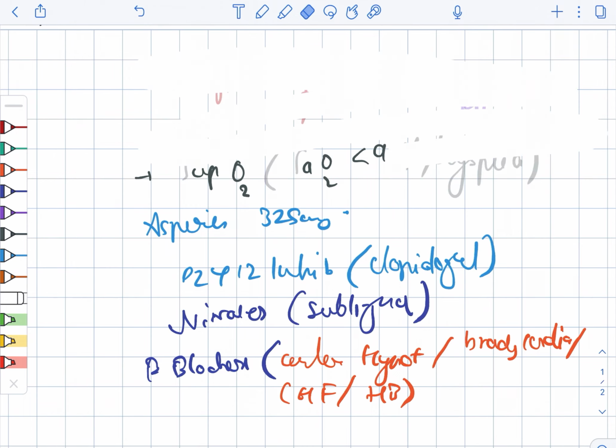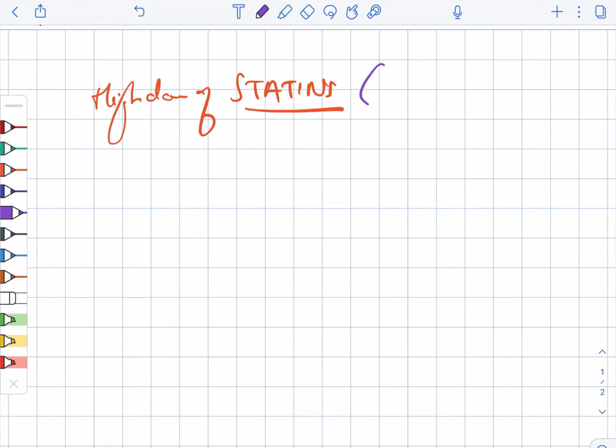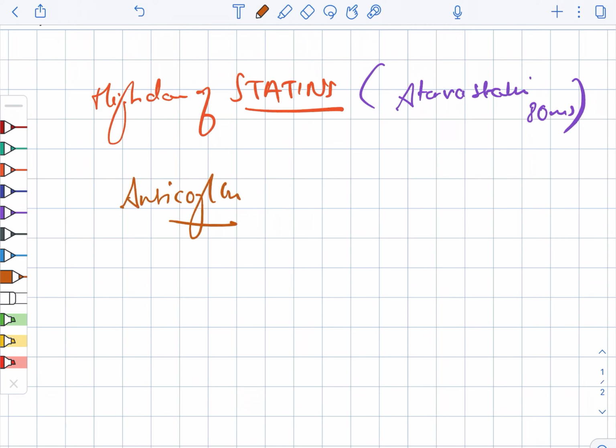There can also be addition of a high dose of statins, and this includes atorvastatin. This is about 80 mg. Next, there is also presence of anticoagulation. This includes drugs, and it totally depends on the planned revascularization.